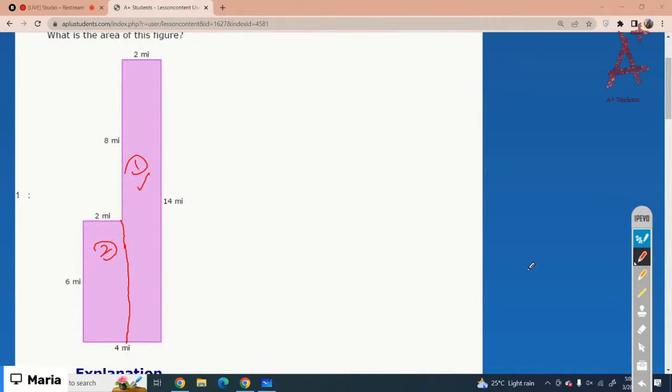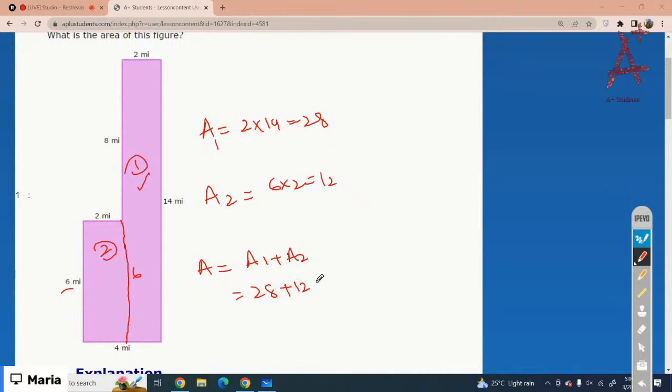Got it? So I'm going to calculate the area of the longer one. So the area is length times width. It would be 2 times 14. That would be 28. And the area of the smaller one, this is 6, this length is also 6. The area of the smaller one is 6 times 2, that would be 12. So for the area of the complete shape, you need to add both the areas. It would be 28 plus 12, 40.